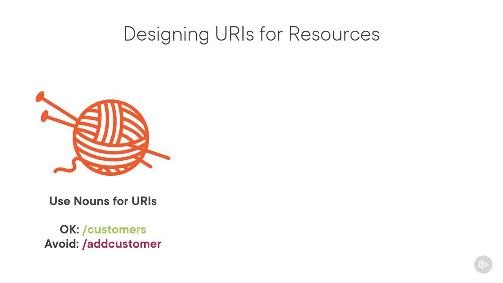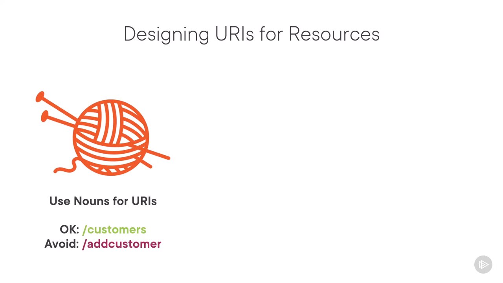Now, one of the toughest problems in computer science is naming things, and that applies to your resources in your API as well. When designing your URIs for your resources, try to follow these practices. First, use nouns in your URIs rather than verbs. Remember that a resource is a thing, so its identifier should reflect that.